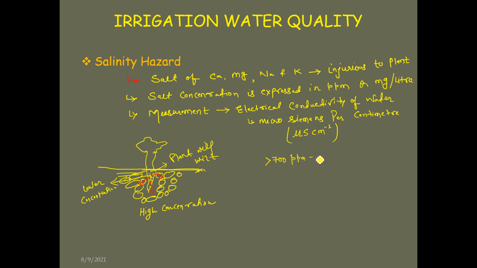then it is injurious to some plants. But if it exceeds 2000 parts per million, then it will be injurious to all the plants, all the crops. Correct. So we should minimize it. We should keep the salt concentration below this data. Okay.